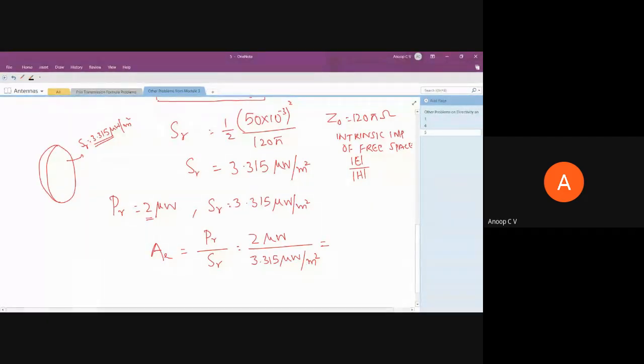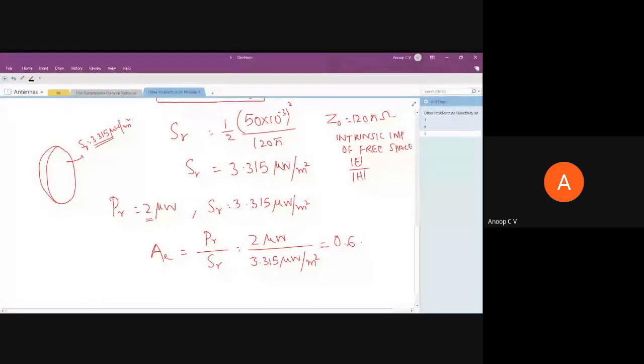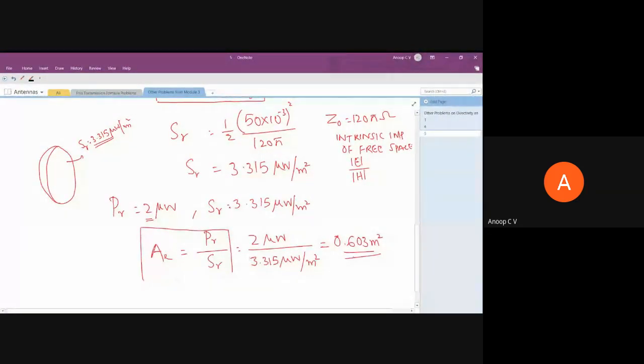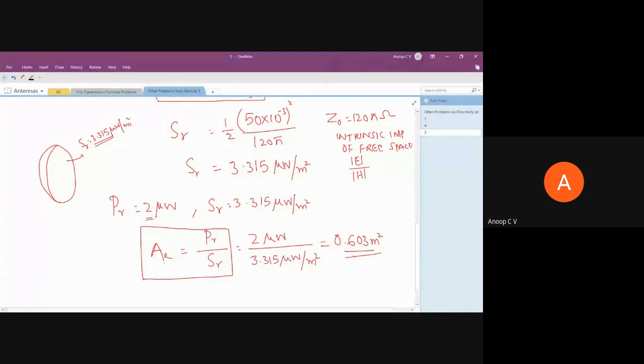So what is the answer? Please tell me. 0.603. What is the unit? Meter square, right? 0.603 meter square. So that is how you can find effective aperture. Please do remember this. These problems will help you clear the concepts. So now you have a better idea what this effective aperture actually is.